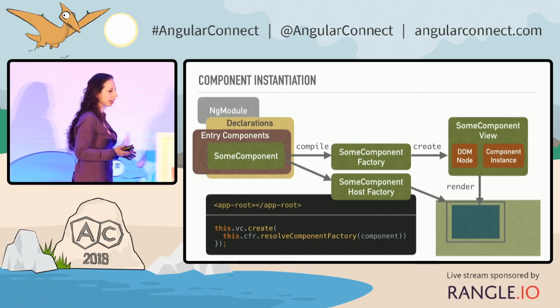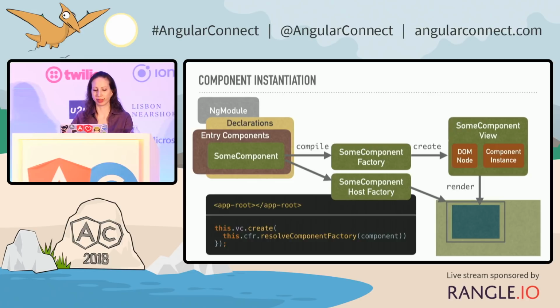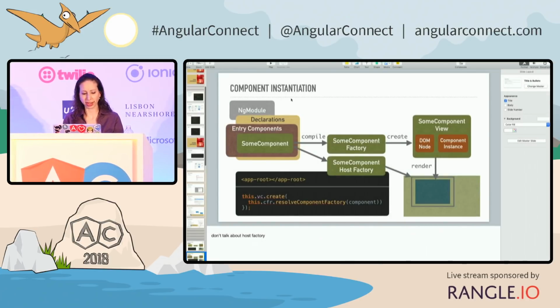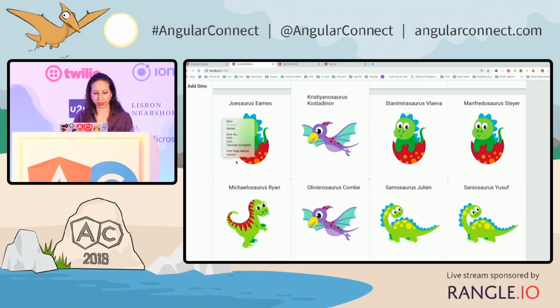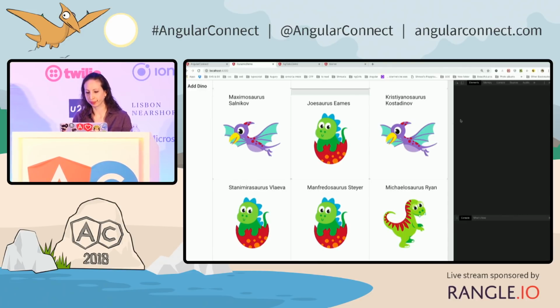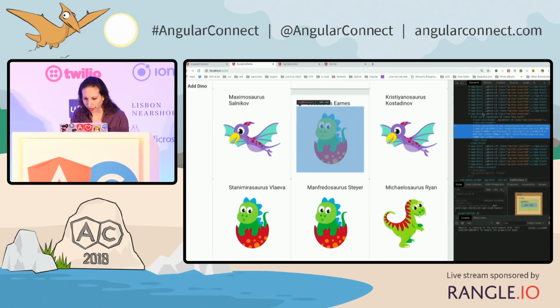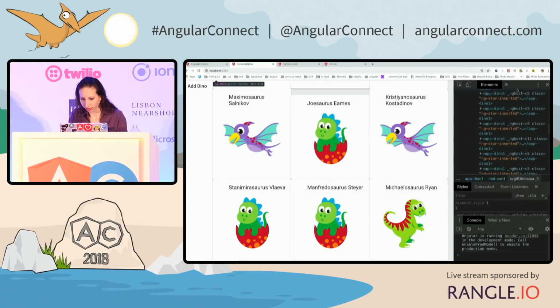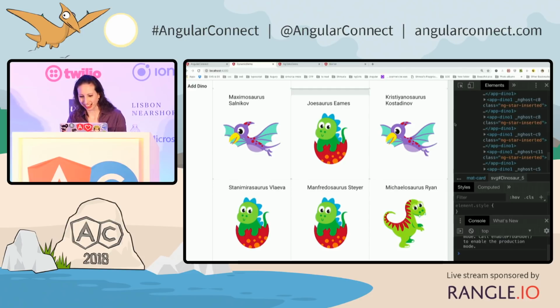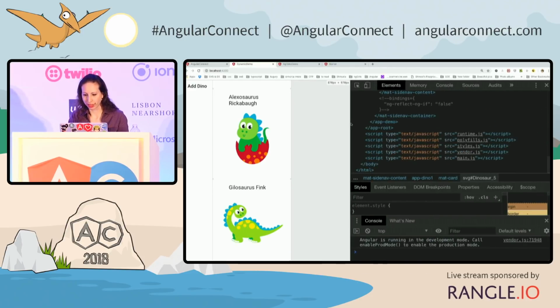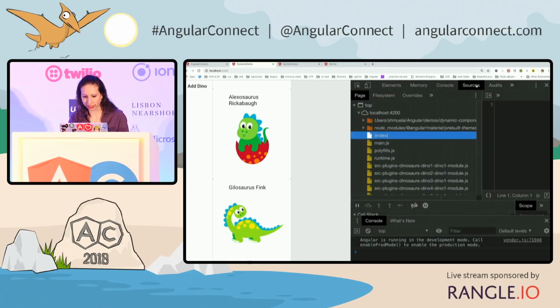And you can check what type of factories Angular creates if you're inspecting your code. And sorry, this is really, really small. I'll get, oops, too big. Okay. So let's go to sources.